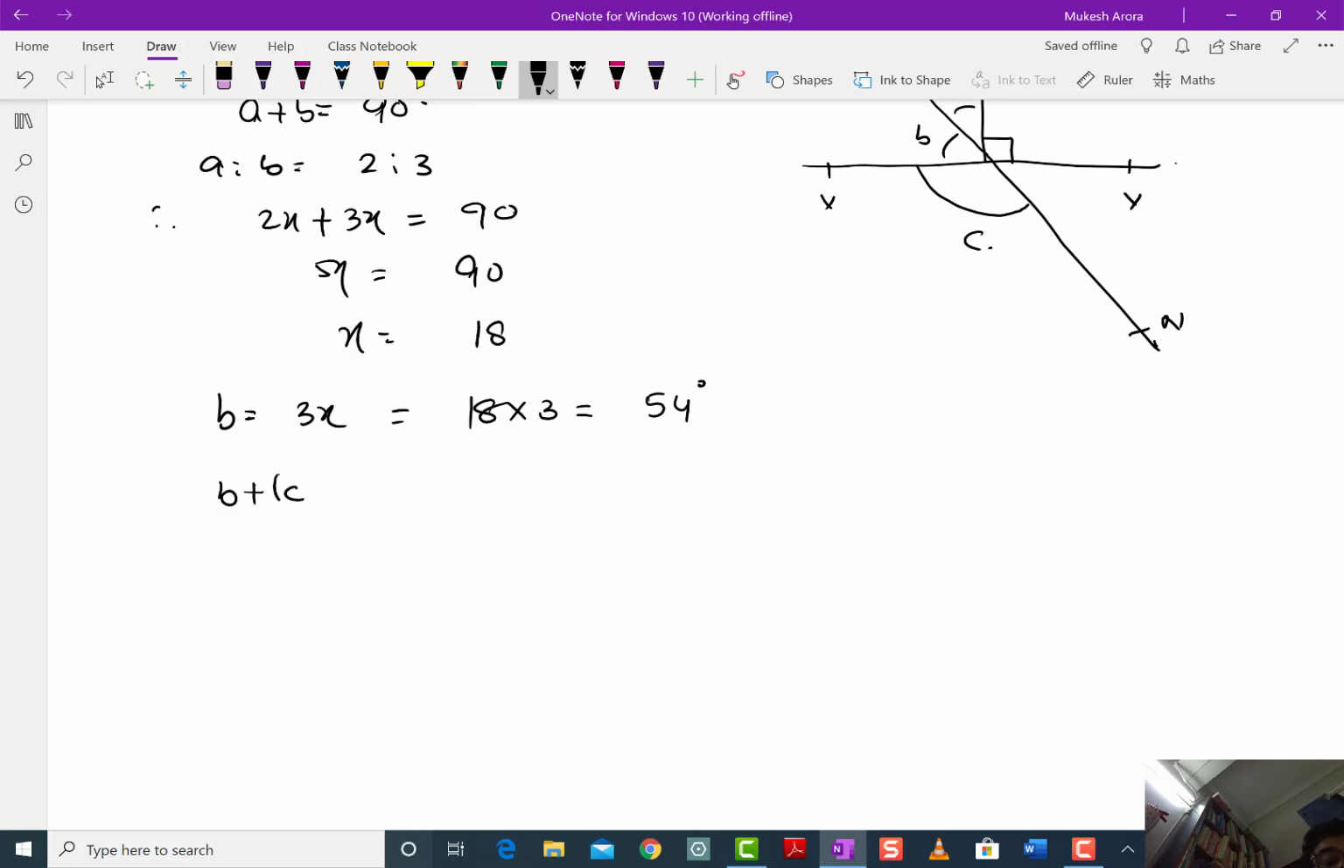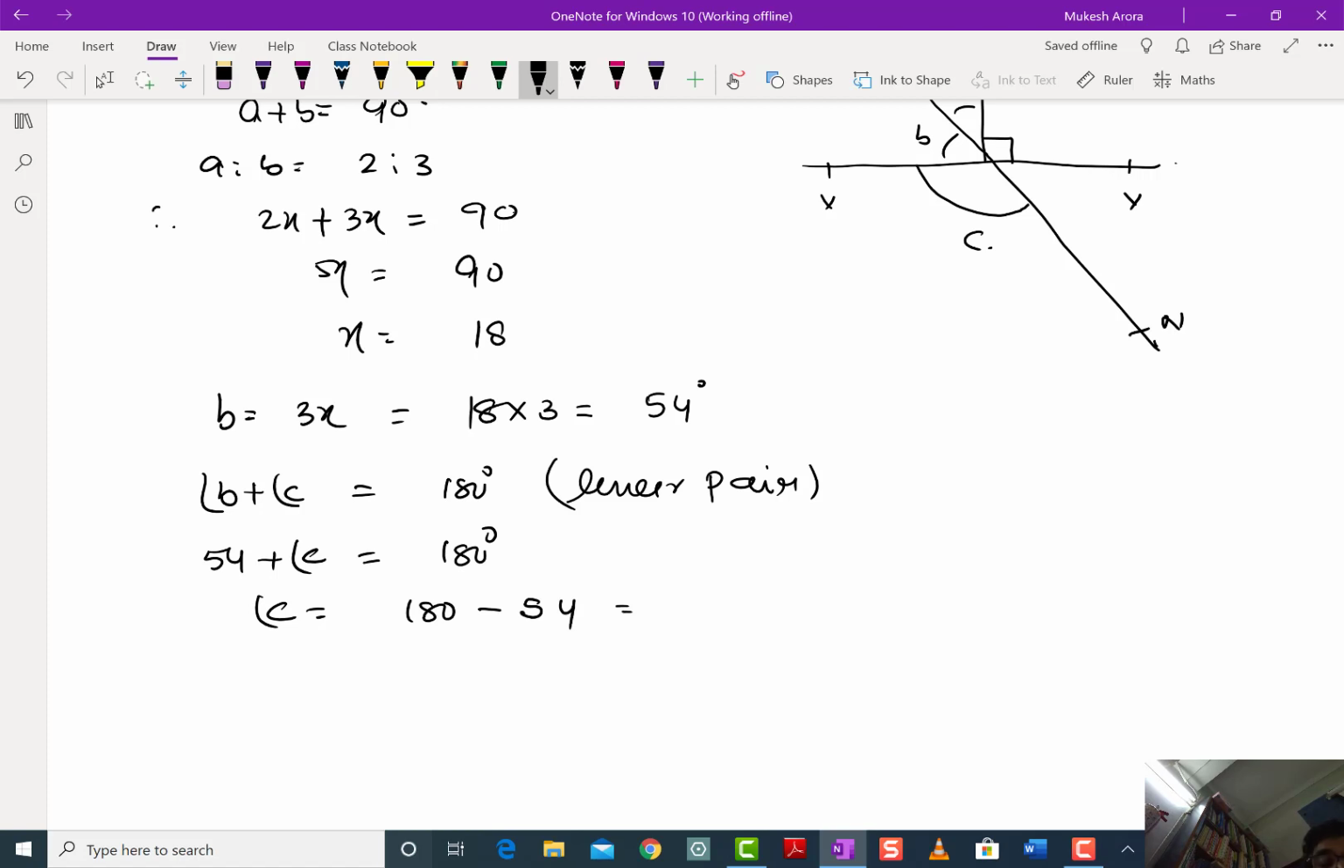Angle B plus C is equal to 180. Linear pair. So B is 54 plus C is equal to 180. So angle C is equal to 180 minus 54, 126.